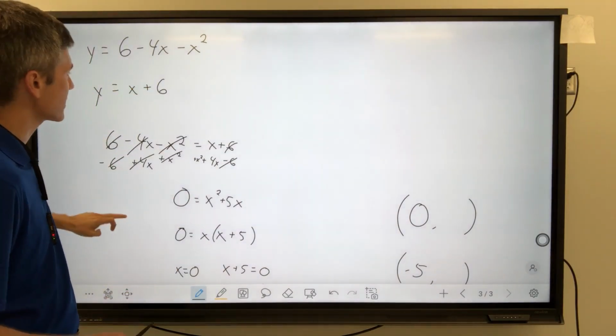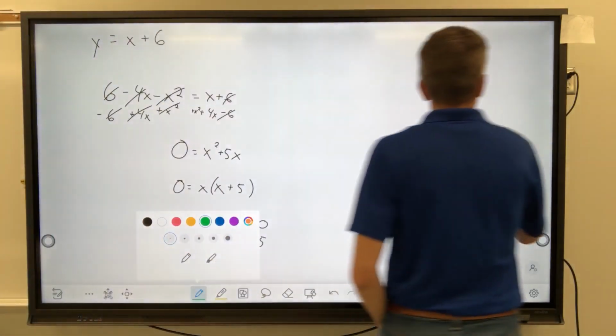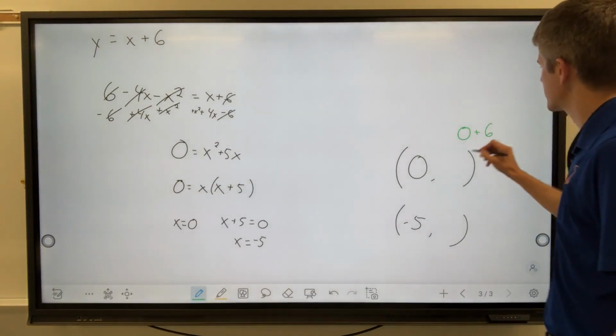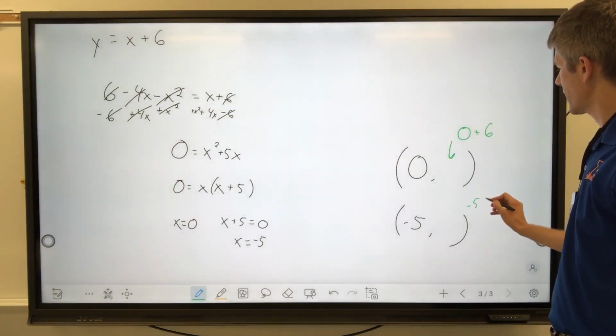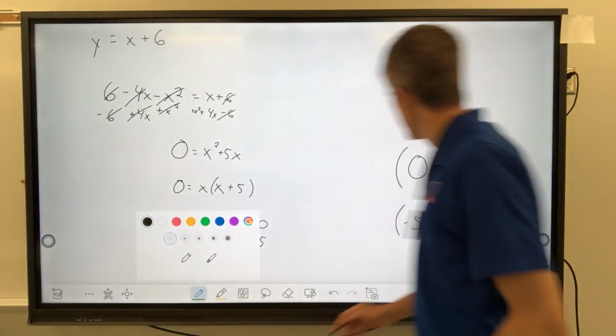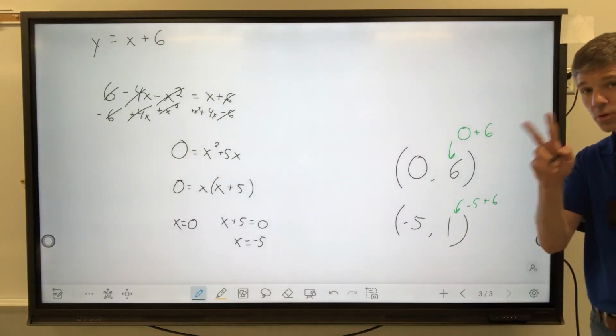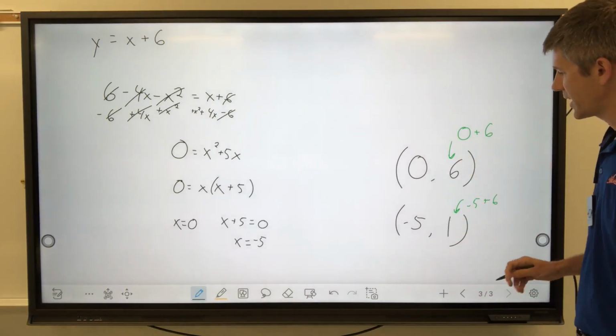So 0 plus 6, and then negative 5 plus 6. Do this in your head, please. But I'm going to write it down so people can know what I'm talking about. 0 plus 6, negative 5 plus 6. It's going to go there. All right, 0 plus 6, that'd be 6. Negative 5 plus 6, that'd be 1. So we have two solutions, 0, 6, and negative 5, 1.